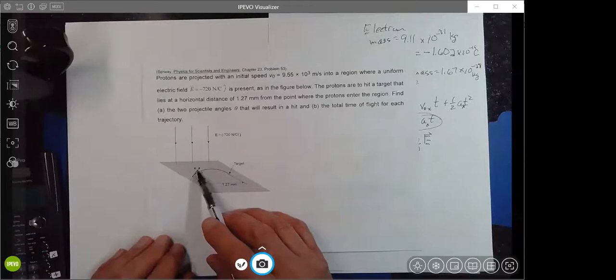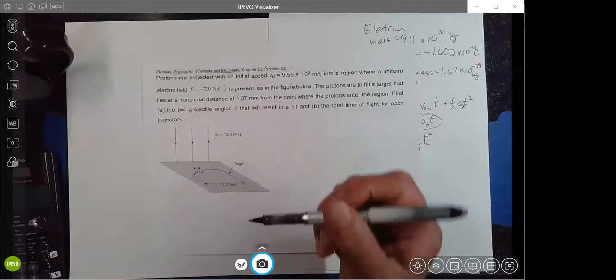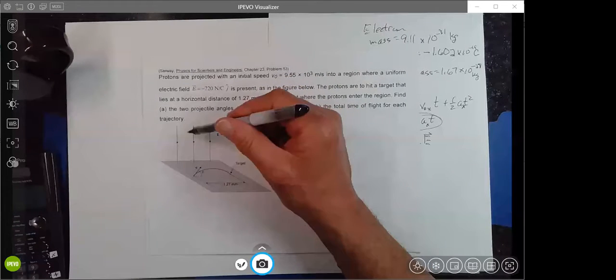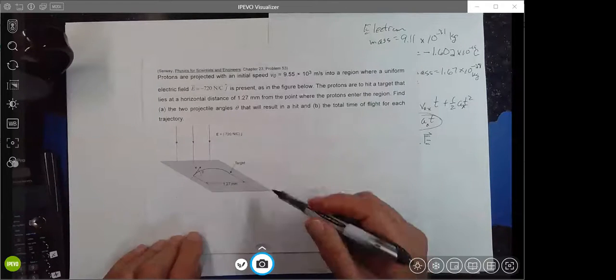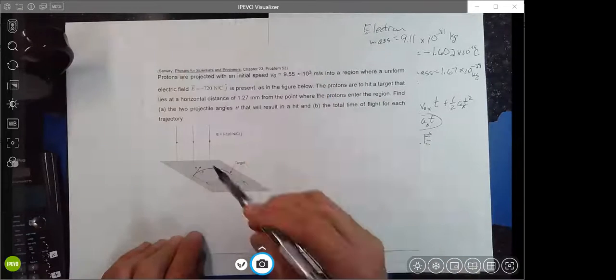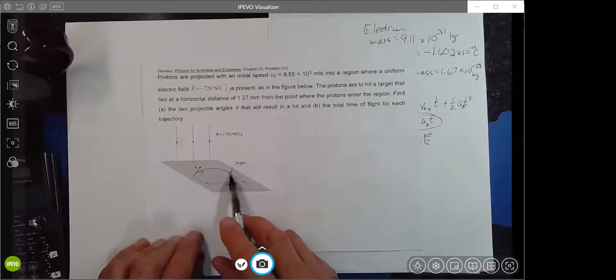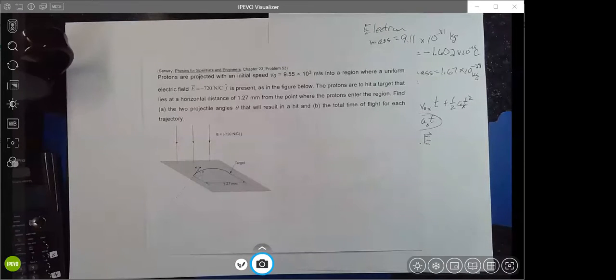And so they've got an initial velocity there that makes some angle with the horizontal. And in this case, the electric field points down. Protons have a positive charge, so the force on them and their acceleration will then be in the direction of the electric field, which is down. So this is a projectile motion problem, but it's got a different acceleration than that due to gravity. And we'll calculate that first just to see what's going to happen here.